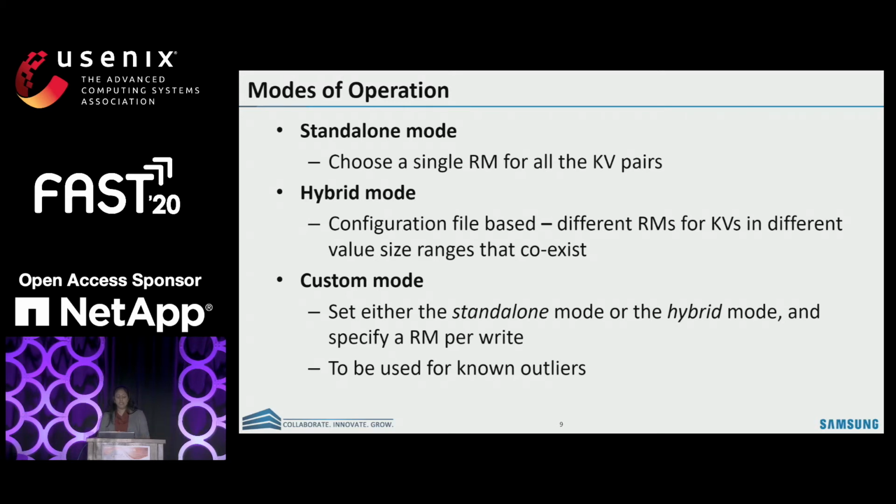The second one, the hybrid mode, is configuration file-based. You choose different reliability mechanisms for KVs in different value size ranges. For example, if my value size falls between 0 and 2 KB, I want replication. If it's between 2 and 16 KB, I want packing, and bigger than that, use splitting. All of them coexist in the same system. Finally, in the custom mode, you choose one of the above, and then for every single write, you have the option to choose a reliability mechanism. These are for known outliers. So you always choose packing, but for certain things you want replication, and you can do that as well.